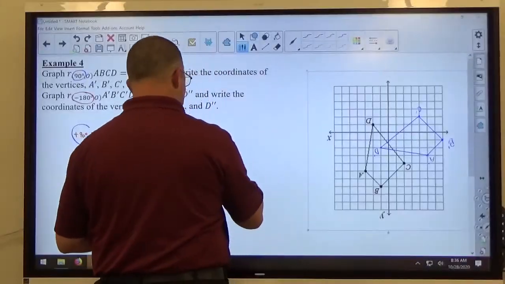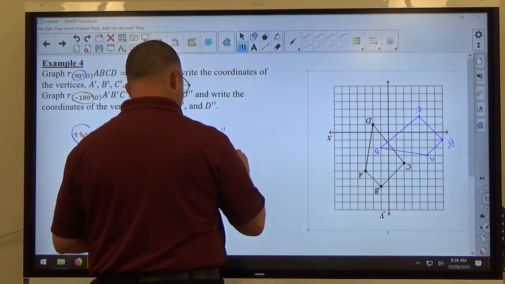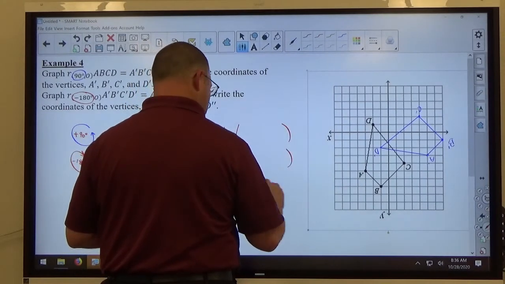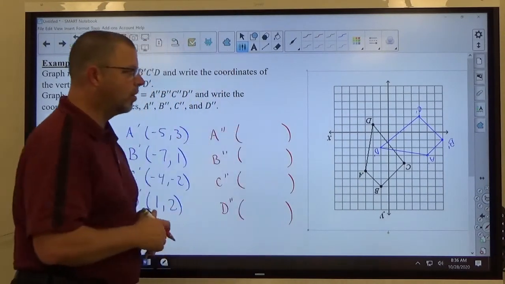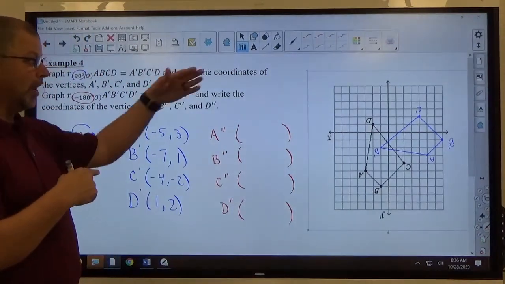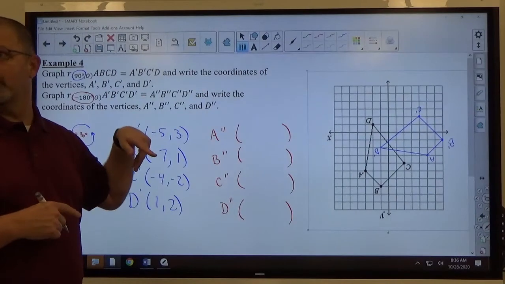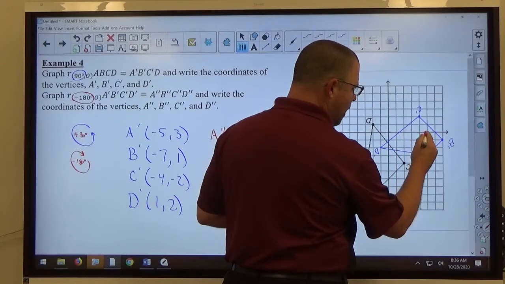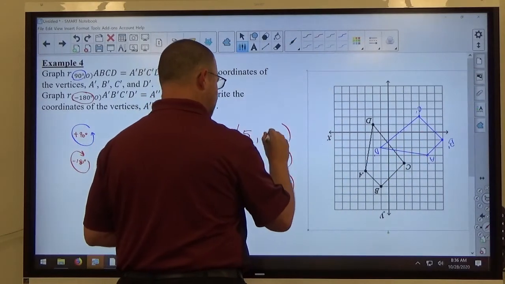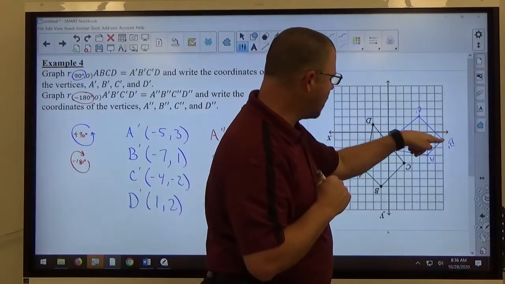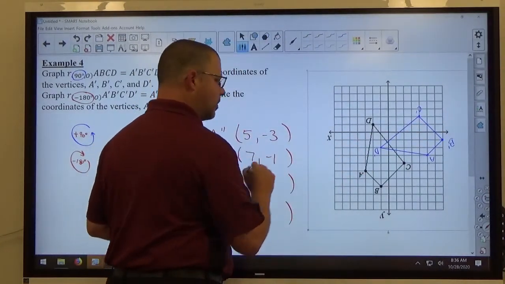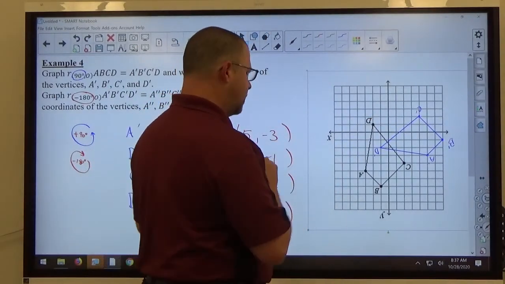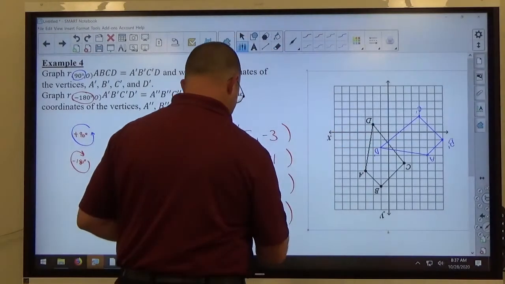So for my A double prime, B double prime, C double prime and D double prime, I need coordinates for each of those points. Where the blue quadrilateral currently sits gives the coordinates of those points, and A double prime relates to A prime, B double prime relates to B prime, and so on. So if I look at A prime, it's 1, 2, 3, 4, 5 right and 3 down. B prime is at 7 right and 1 down. C prime is 4 right and 2 up. And D prime is at 1 left and 2 down.